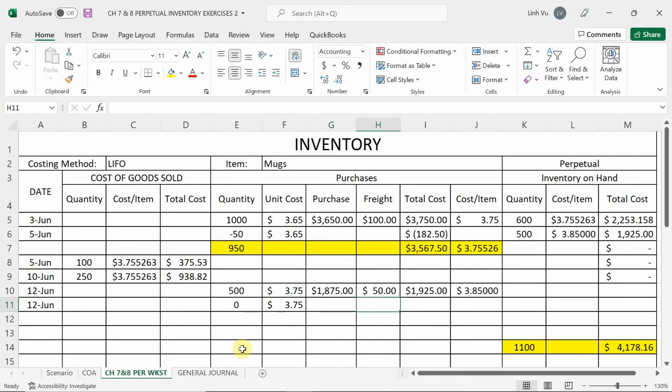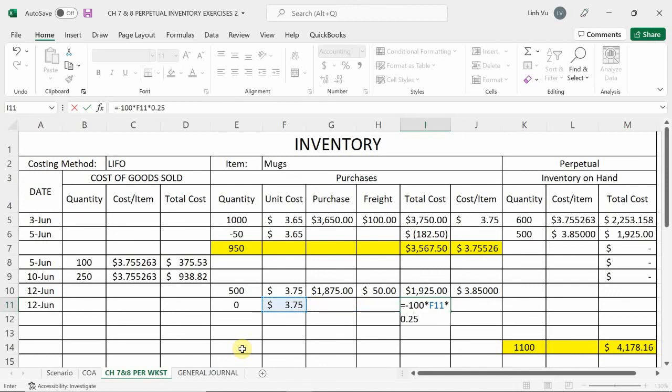And they're willing to give us a 25% discount. So in this case, I'm going to get 100. So we would do 3.75 times 100 and then times 0.25. Correct. So it would be a total of $93.75. $93.75 difference here.